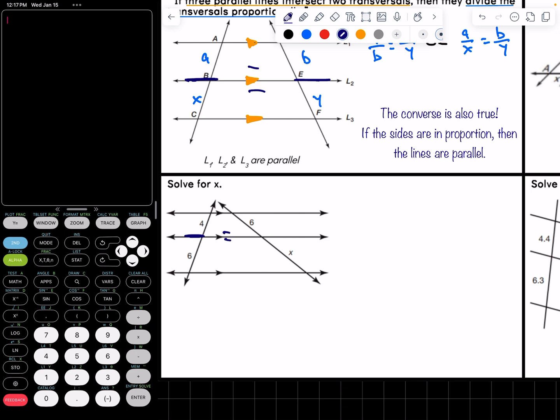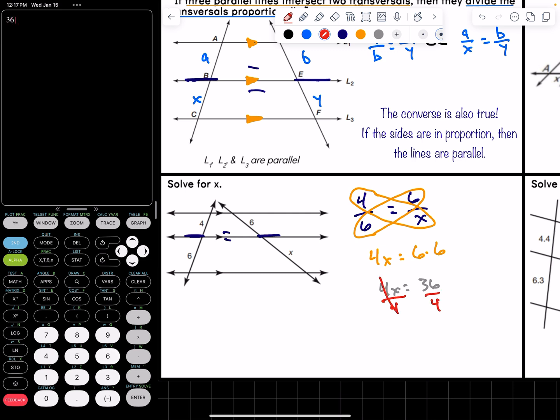4 over 6 equals 6 over X. Like I said, it's just that easy to write our proportion. And then once we do, we cross multiply. 4x equals 6 times 6, which means 4x equals 36. And then we can divide both sides by 4. 36 divided by 4 equals 9.